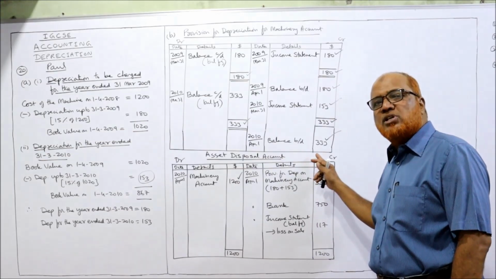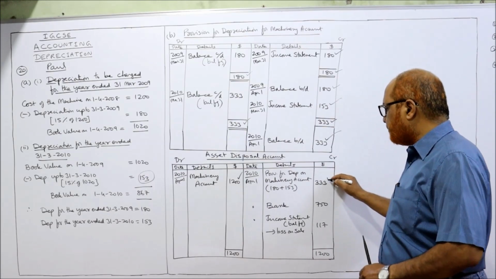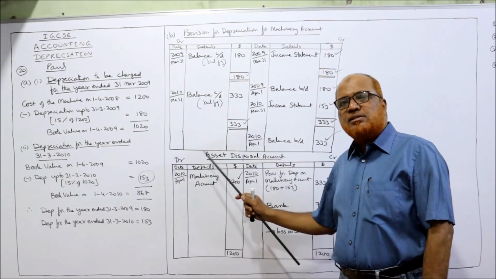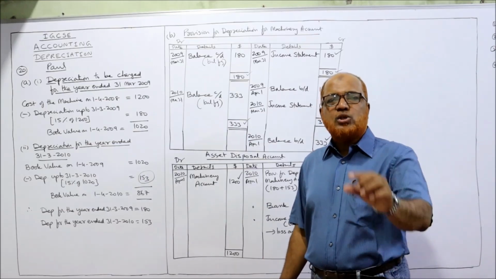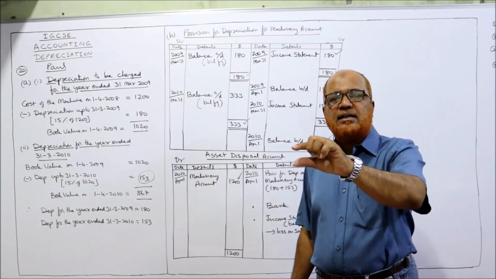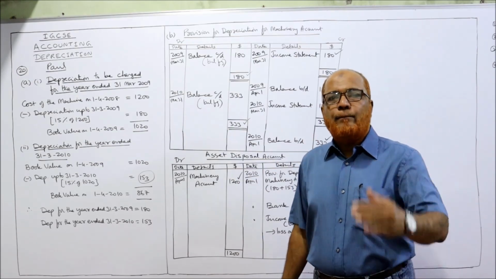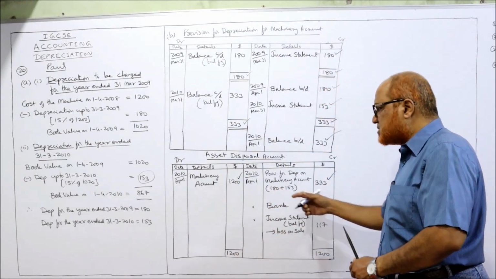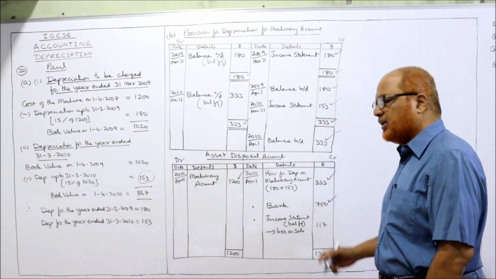What is the total depreciation provided? 333. So 333 I have taken. The next entry will be sale proceed. This machine was sold and cash is received. So bank account debit, asset disposal credit. The entry for sale: bank account debit, asset disposal credit. So asset disposal credit side bank, $750. The machine was sold for $750.